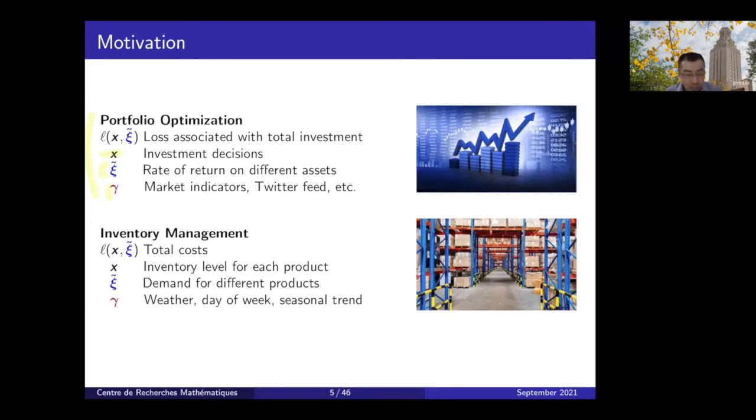The second example is an inventory management problem. So here the loss function corresponds to the firm's total costs, which may include the ordering costs, holding costs, and stock-out costs, faced with uncertain demand represented by psi here. The firm's decision is to determine the optimal order quantities for each product. And here the side information may include the weather condition, day of the week, some seasonal trends, and many others.